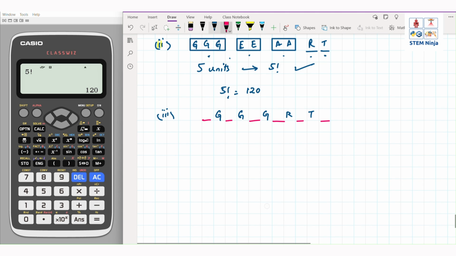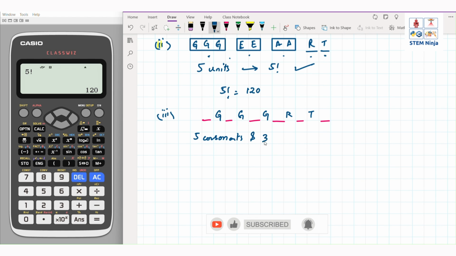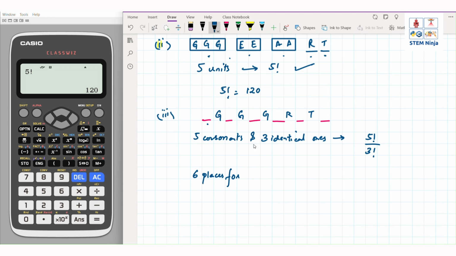Okay, 5 consonants and 3 identical ones. So that would be just simply 5 factorial divided by 3 factorial. But we have 6 places for how many vowels? 4 vowels.